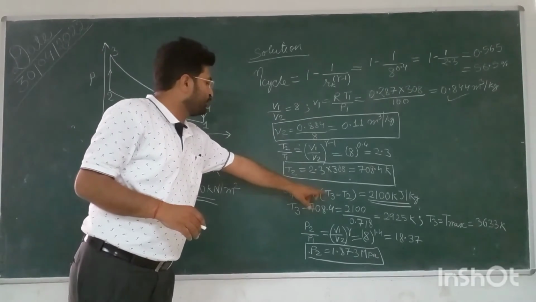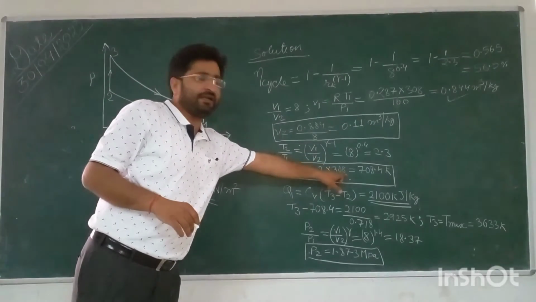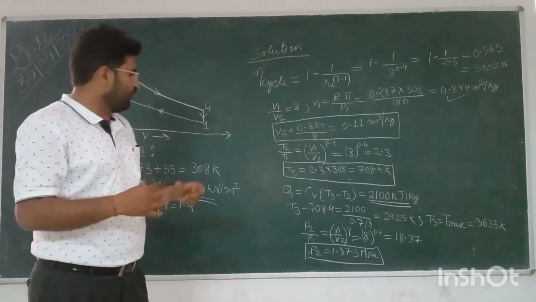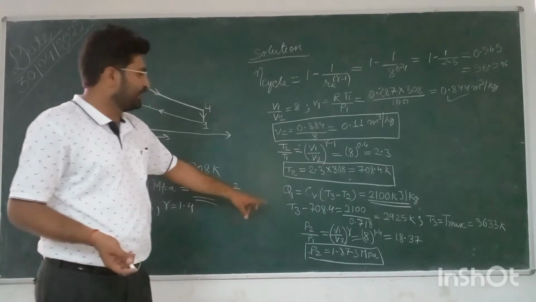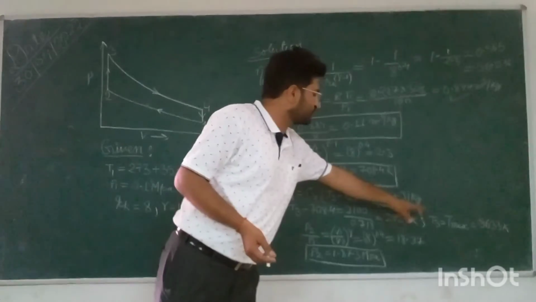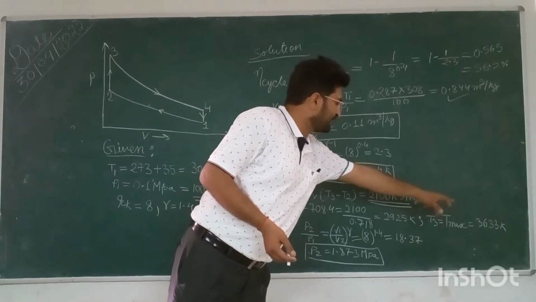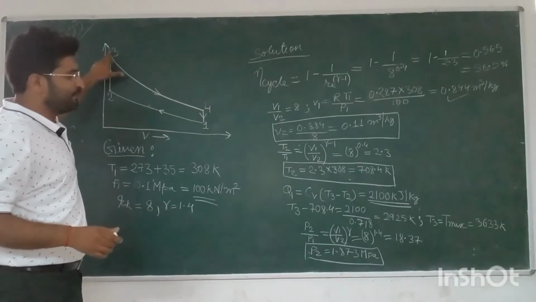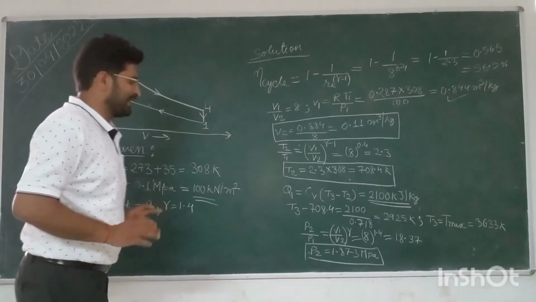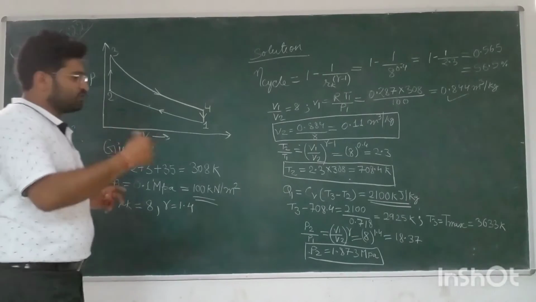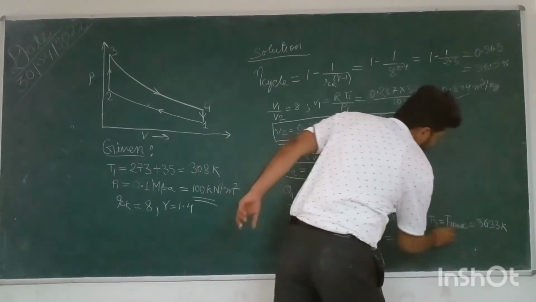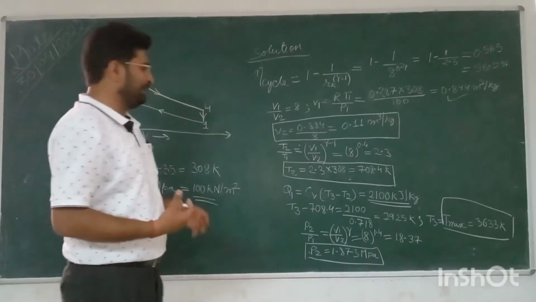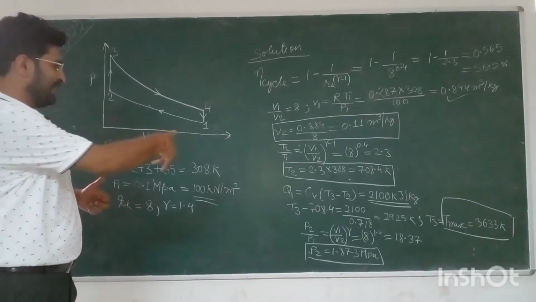We know we have to calculate T3. We have already calculated T2 here, and we know Q1. So from this relationship, we can find out T3. And T3 is equal to 3633 Kelvin, and T3 is the maximum temperature for the cycle. This also we have to calculate as per given in the question paper. We have calculated T3, T max, that is T3, with that relationship.